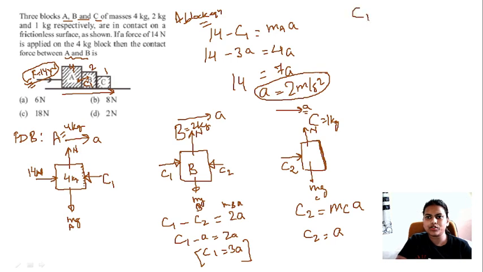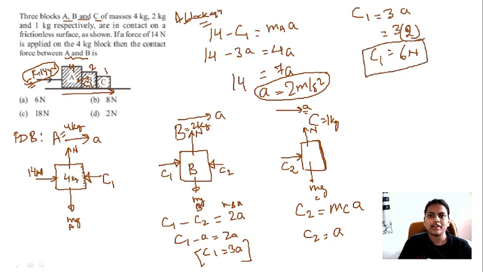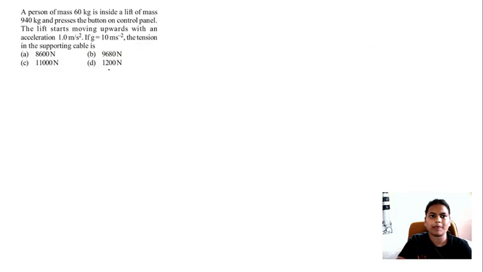C1 we have to find. So C1 is equal to 3 times A. Now substitute the value of A, which we got as 2. So I get C1 as 6 Newton. So B is applying 6 Newton force on A, and A is applying 6 Newton force on B, equal and opposite. A is your correct option.